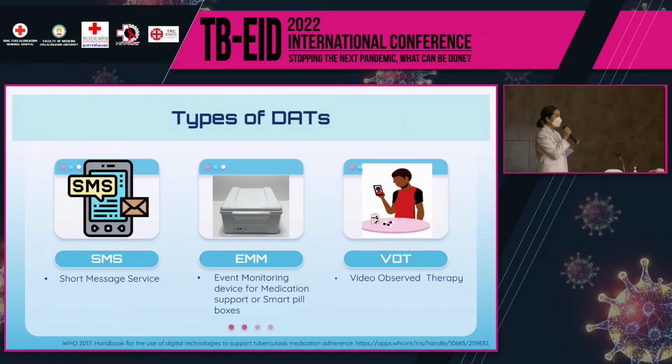And for the types of DATs, according to the WHO guideline on the use of digital technology to support tuberculosis treatment, there are 3 types of DATs. First is short message service, or SMS, and medication sleeves. Second is event monitoring devices for medication support, or smart pill boxes. And third is video support, or video observed therapy, VOT. I will go into detail on each type.